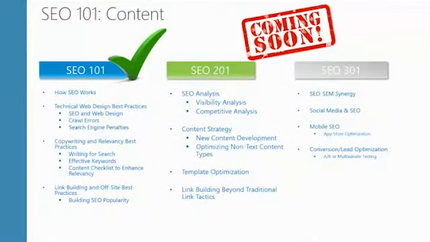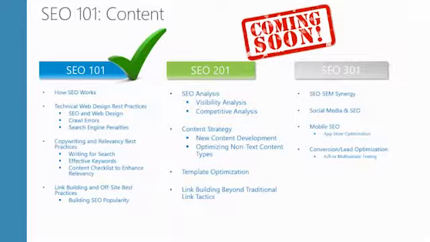The beginning was getting started, and the next step is how to improve your search visibility, the relevancy and popularity of your site to make sure that you're being found online and that you're bringing in traffic to your website. So in terms of SEO 101, it's really focused around content today.